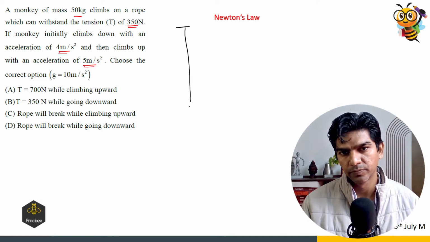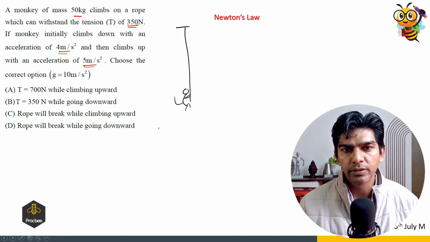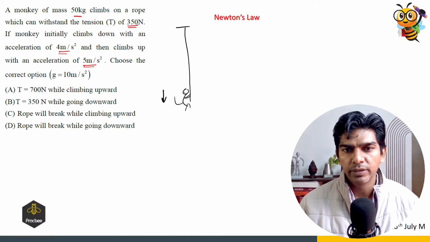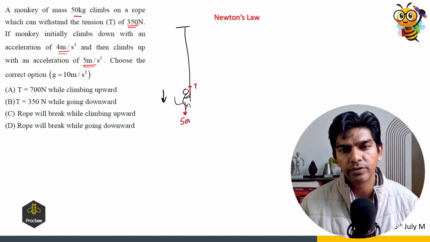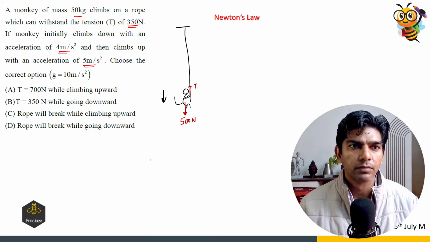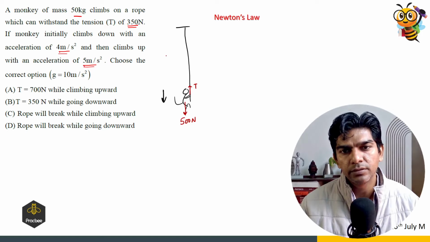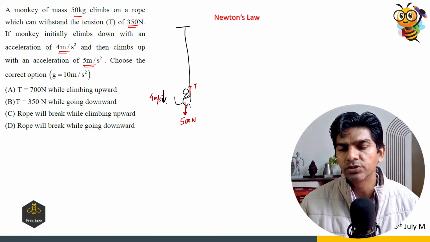So there is a rope and there is a monkey which is climbing up and climbing down. So when it is climbing down, let us say, what are all the forces acting on the monkey? There will be a tension in the upward direction and there will be a weight of the monkey, which is 500 Newton, in the downward direction. Quite heavy monkey, right? So now the maximum tension that the string can bear is 350 Newton, and the acceleration is given as climbing down with an acceleration of 4. So this is 4.